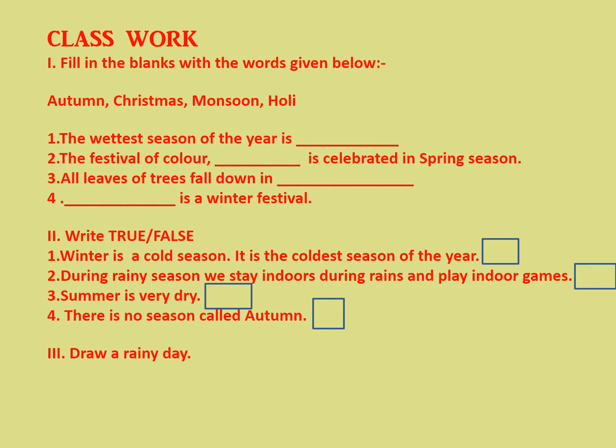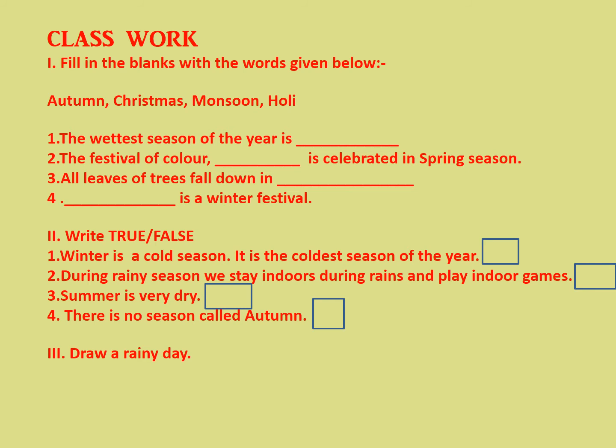So, here is your classwork for today. So in the classwork, you are going to do fill in the blanks. So question number 1 is fill in the blanks with the words given below. So what are the words given below? The words are autumn, Christmas, monsoon and Holi. From these 4 words, you have to pick the words and put them wherever applicable.